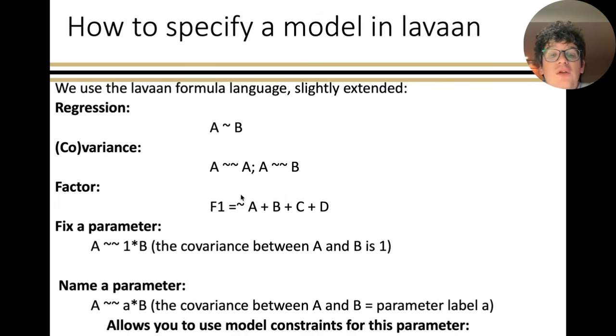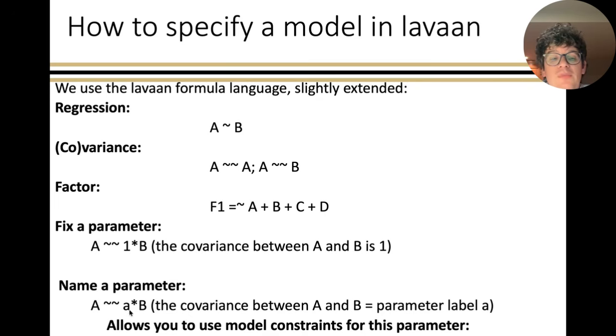To specify loadings on a factor, the latent is specified on the left-hand side, where here we have a latent factor that we're calling F1, that you could name anything you want, equals tilde, and then these are our GWAS data that we've input, A, B, C, and D. You can fix a parameter by specifying it with the number and then an asterisk on the parameter, so this would fix the covariance between A and B to 1.